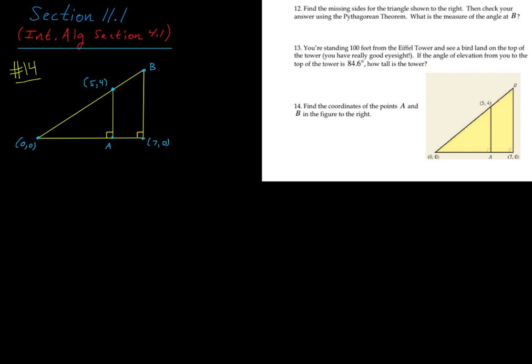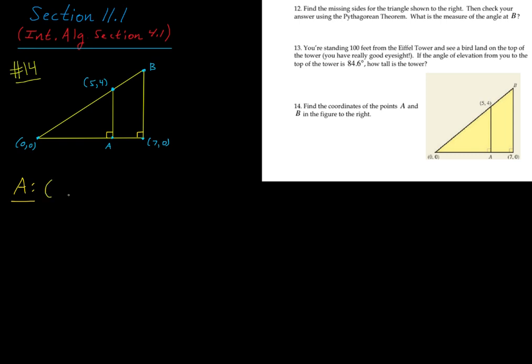Then we have 7, 0 over here, and then 5, 4. So these are known points. For example with A, let's do this right here. What are the coordinates of this point? Well, the fact that this point A lies right on the x-axis, on the same base of the triangle as the origin 0, 0 as well as 7, 0, means that the y-coordinate would be 0.